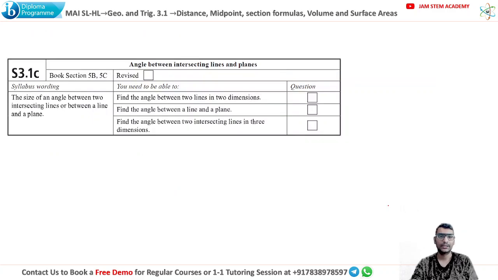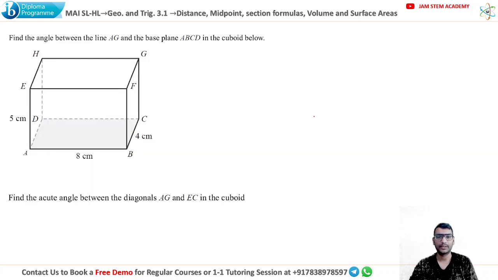So in this session, we have seen how to find the angle between two lines, the angle between a line and a plane, and the angle between two intersecting lines in 3D. This is a homework question for you. You can try this question all by yourself.